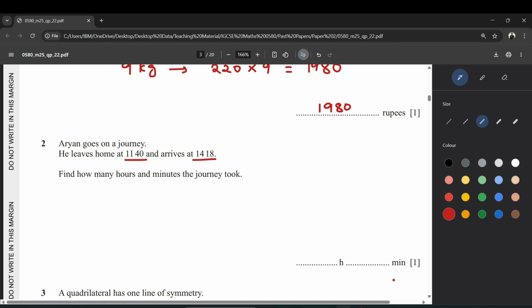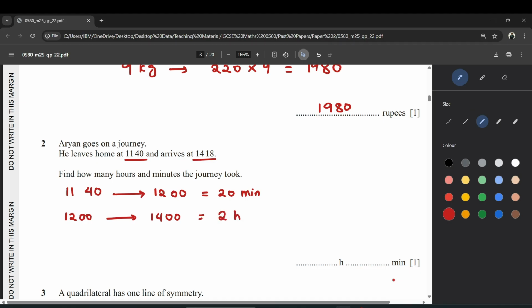Okay, to his destination. Now there are different ways that you can approach this type of question, but the way that I personally like is this: your starting time is 11:40, so you need to find the nearest hour. The nearest hour will be 12 o'clock. So how many minutes does it take to reach the nearest hour? That is 20 minutes. Now how many more hours do we need to add? From 12 o'clock, I need to go to 14 o'clock. So that is equal to 2 hours.